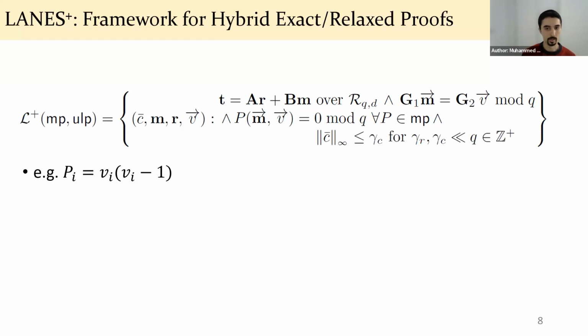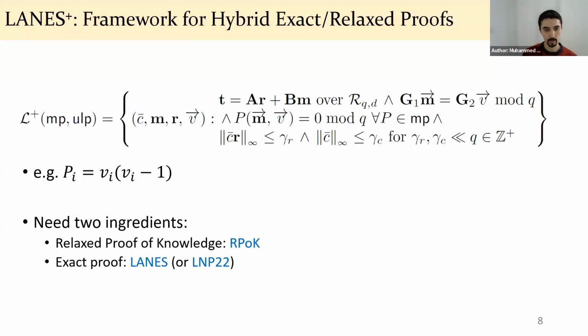And then this C bar scalar is going to be proven to have small coefficients as well. We are also going to prove that C bar times R has bounded norm. So R does not necessarily have bounded norm, but C bar times R is going to have bounded norm. And this is where the relaxation comes into play.